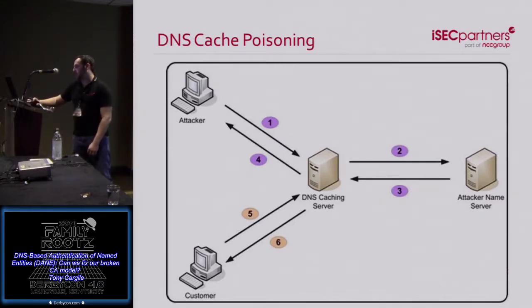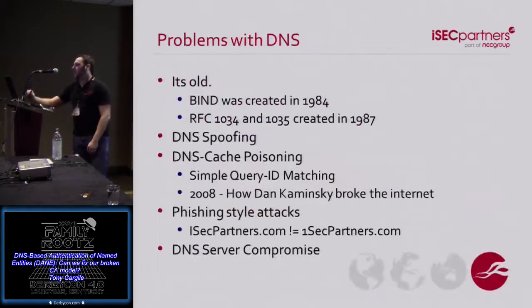Yeah, so that's basically DNS cache poisoning. And then there are some other issues with DNS, namely phishing style attacks. You can register 1SEC partners instead of ISEC partners. They don't really ever check for that. You can be Microsoft with a 1 in there instead of an I. No one's really ever checking for that. And also, obviously, the security of the DNS traffic is all about being able to protect your DNS server. And there have been known issues in DNS servers such as Bind.